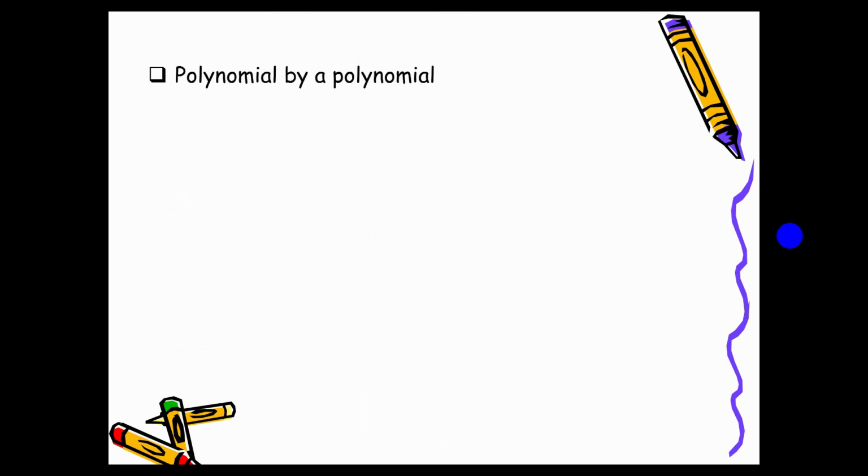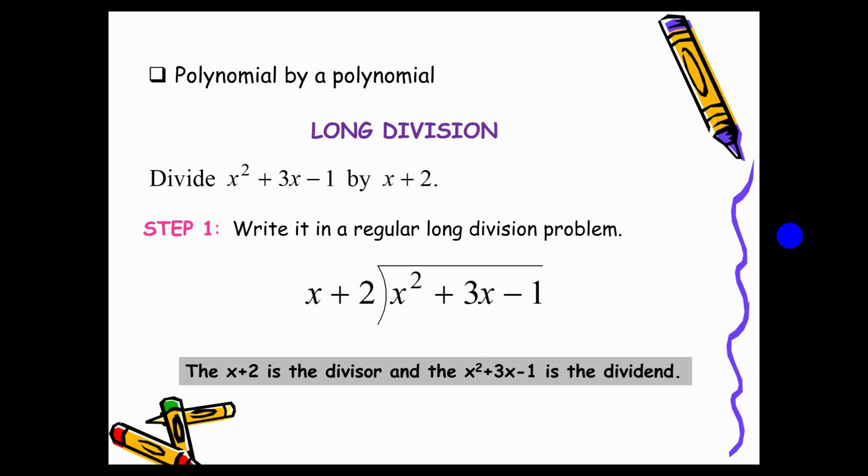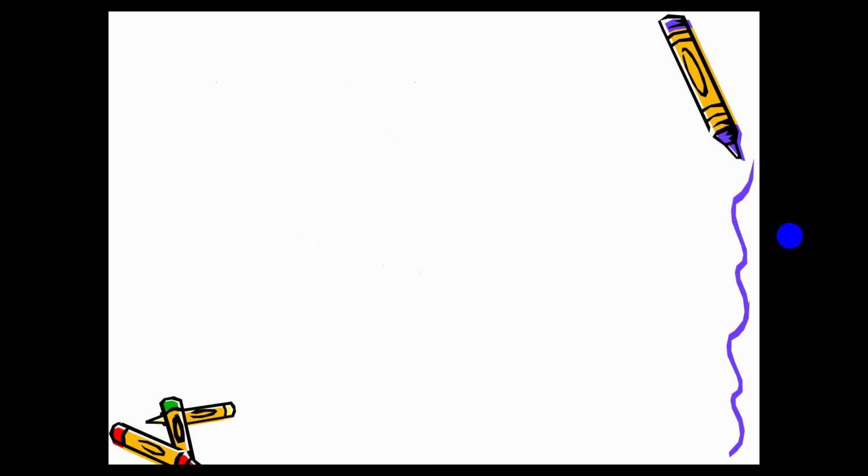Now let's move on to dividing a polynomial by a polynomial, by using long division. So for example, you will divide x squared plus 3x minus 1 by x plus 2. So this will become the regular long division problem. Then the x plus 2 here is the divisor and the x squared plus 3x minus 1 is the dividend.